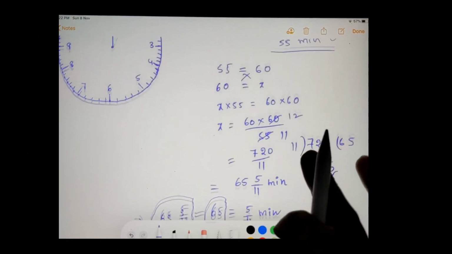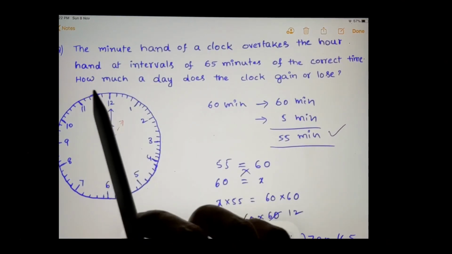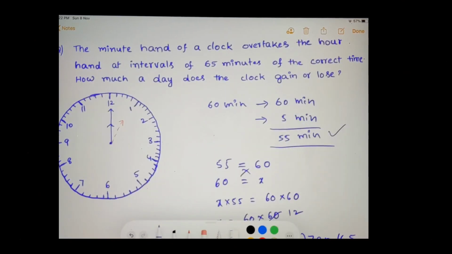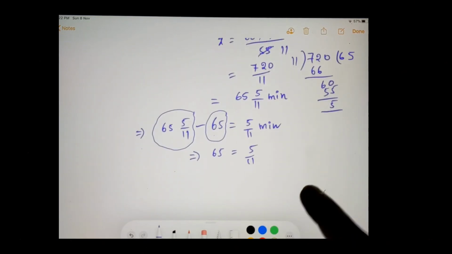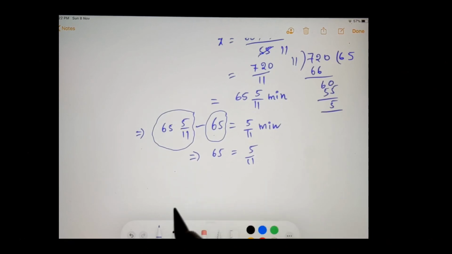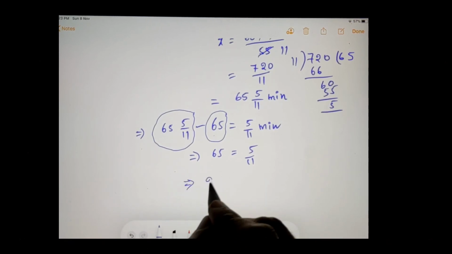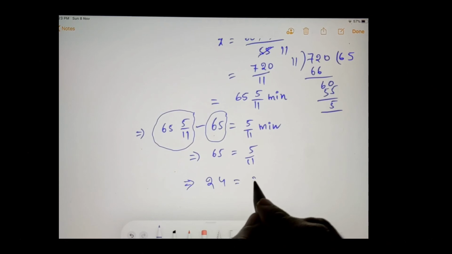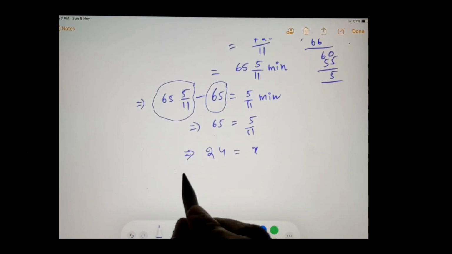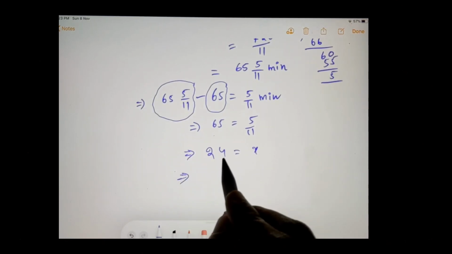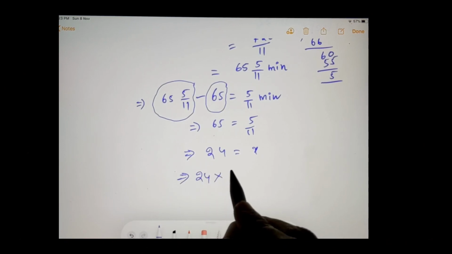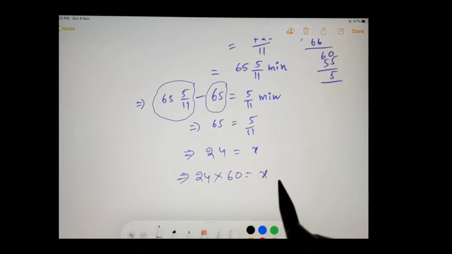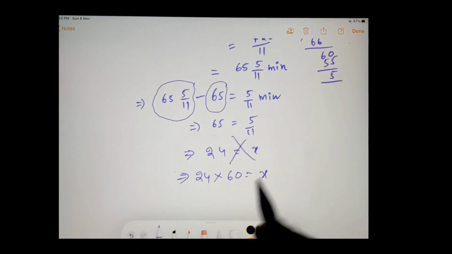Now the given question is how much a day does the clock gain or lose? We found that it is a gain, but in a day how much it gains, that's what we need to calculate. In 65 minutes we gain 5 by 11, in 24 hours how much can we gain? We will take that as x, and 24 hours we can take as minutes. 24 into 60 is equal to x. We can cross multiply these two.